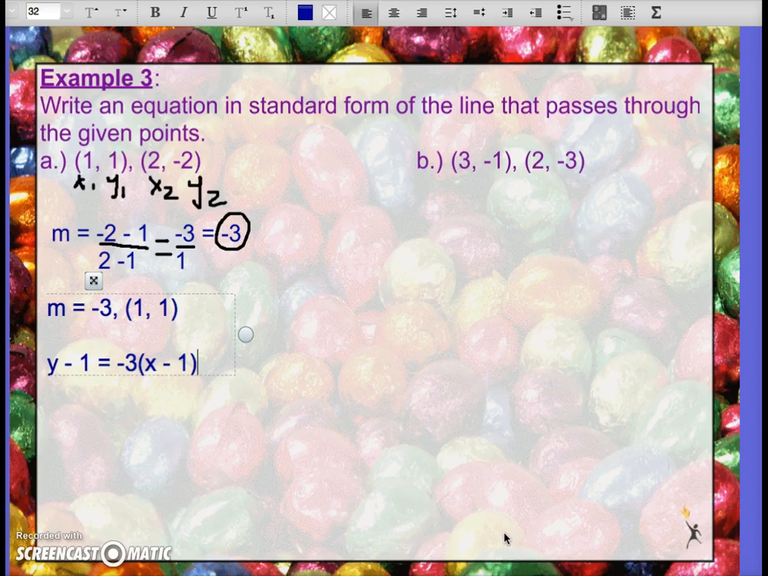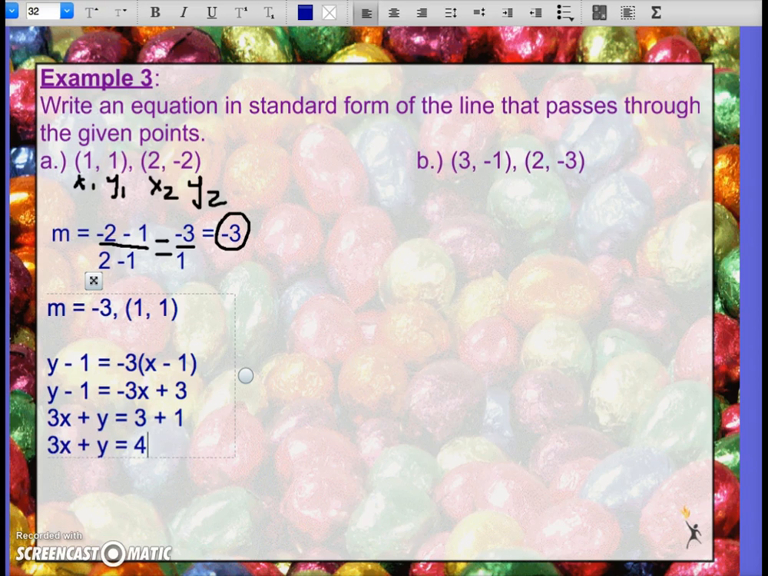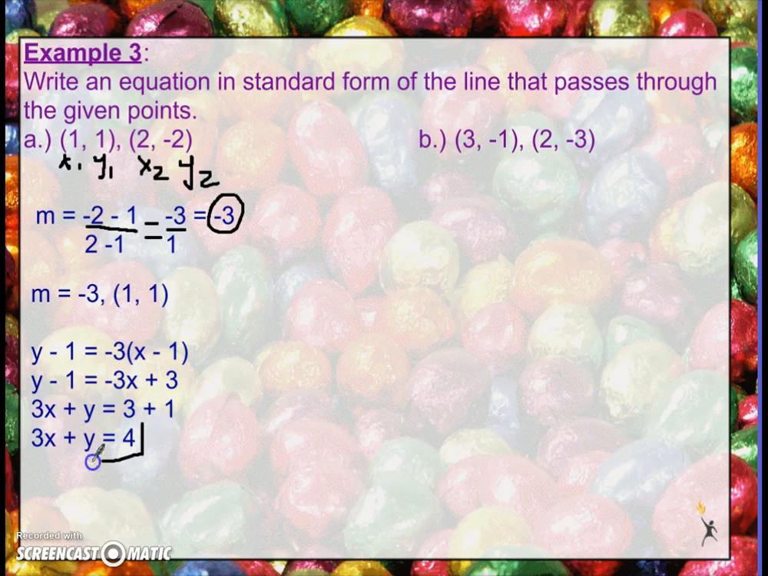All right. So let's see what we have here to continue on. y minus 1 equals -3x plus 3. -3x comes over as +3x plus y equals, and then we get 3 plus 1, 3x plus y equals 4. And that's my answer in standard form.